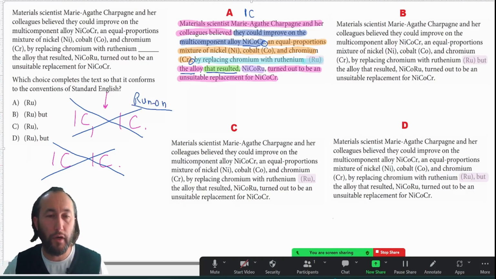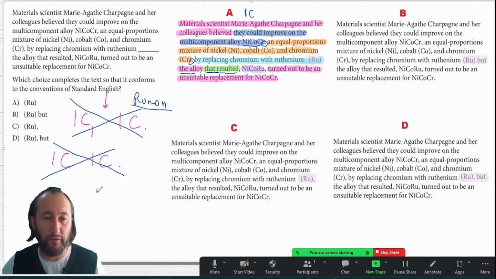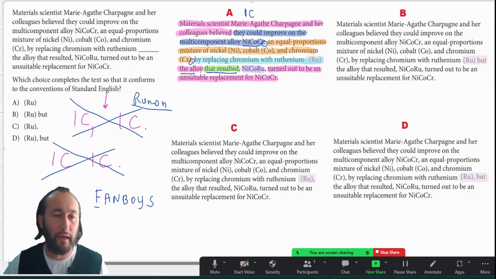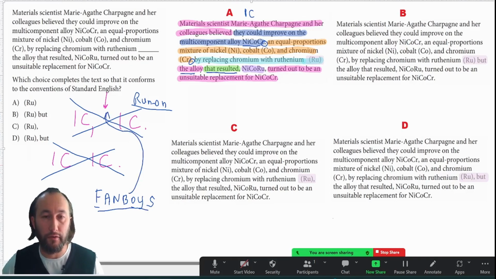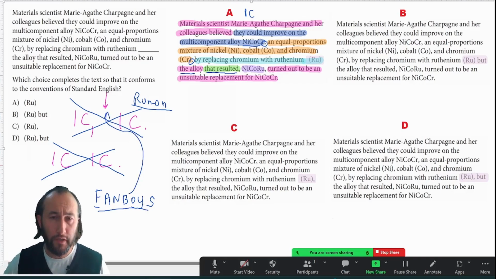And what is the right way of connecting two independent clauses? Obviously, you should know that this is FANBOYS. FANBOYS is the acronym for coordinating conjunctions. F stands for for, A stands for and, N stands for nor, B stands for but, O stands for or, Y stands for yet, and S stands for so. Right? So we can use FANBOYS to connect two independent clauses. That is the information we should know.